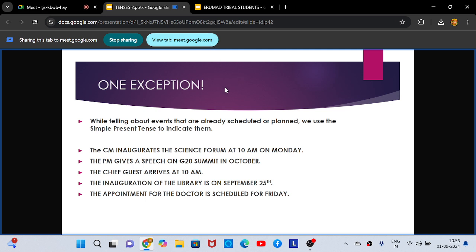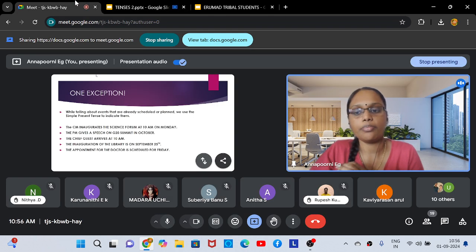Very good. Okay. So here you can see the CM inaugurates the science forum or the science club at 10 a.m. on Monday. So it is already planned that the CM is going to come to your school. He is going to inaugurate the science forum at 10 a.m. on Monday. So what happens here, instead of writing this in simple future tense, you can write it in simple present tense itself.